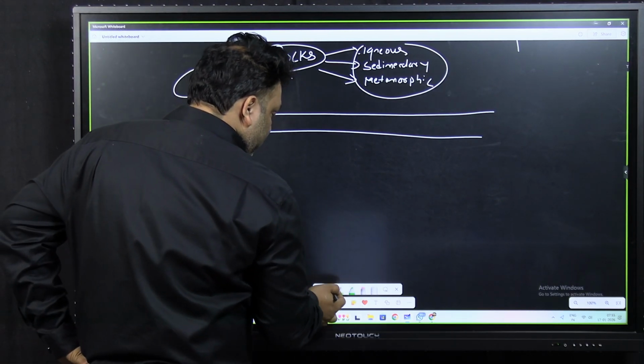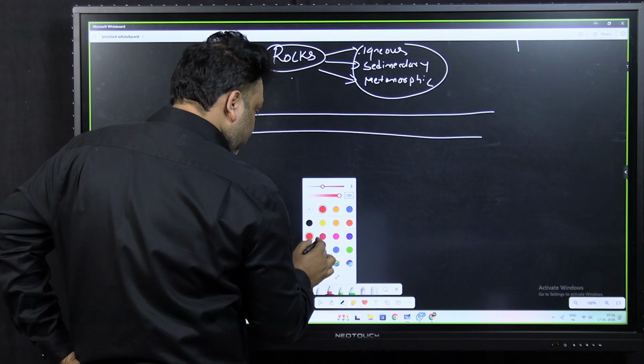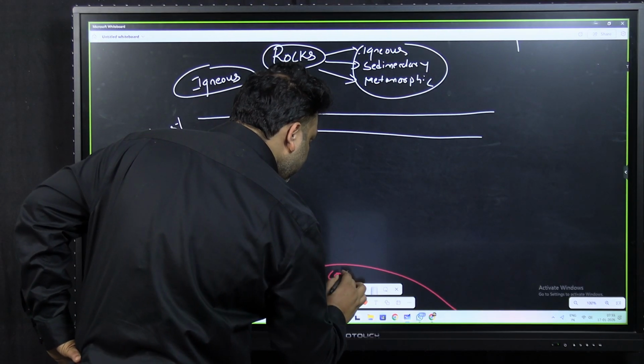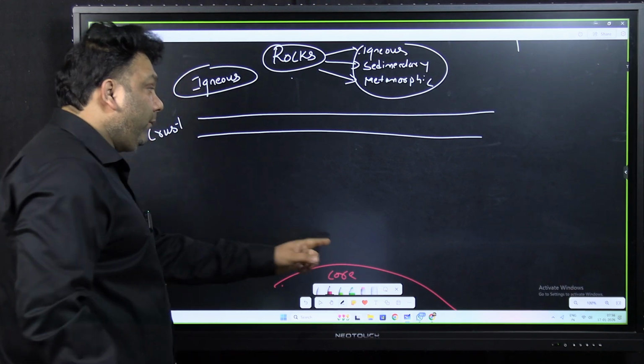And somewhere here below you have the core. See, core से कुछ नहीं बाहर निकलेगा. This is the core. Nothing comes out of the core.